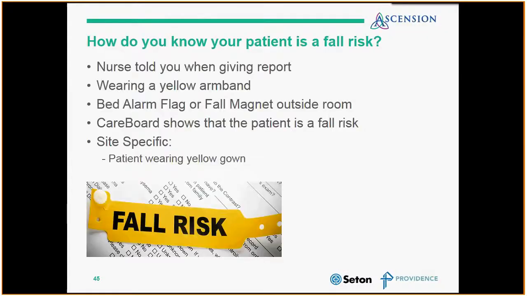Fall precautions. So how do you know your patient is a fall risk? You were told by the nurse when you were getting a report. The patient is wearing a yellow armband, such as the one below. A bed alarm or fall magnet is outside the room. The care board shows that the patient is a fall risk. And some sites even have patients that wear yellow gowns.